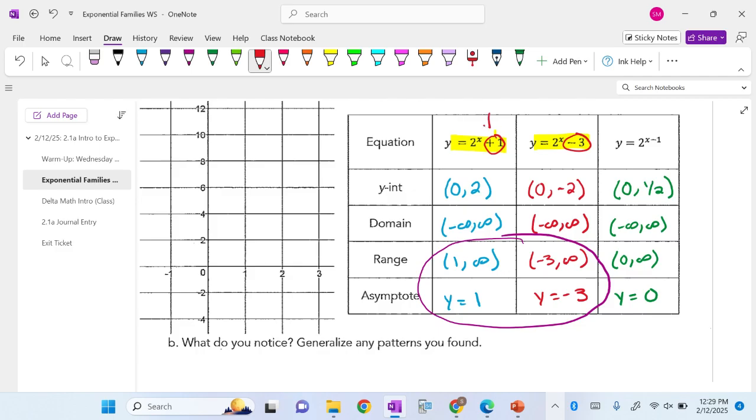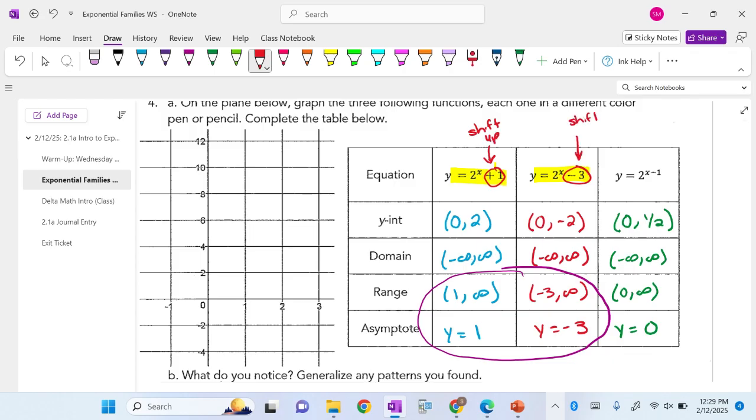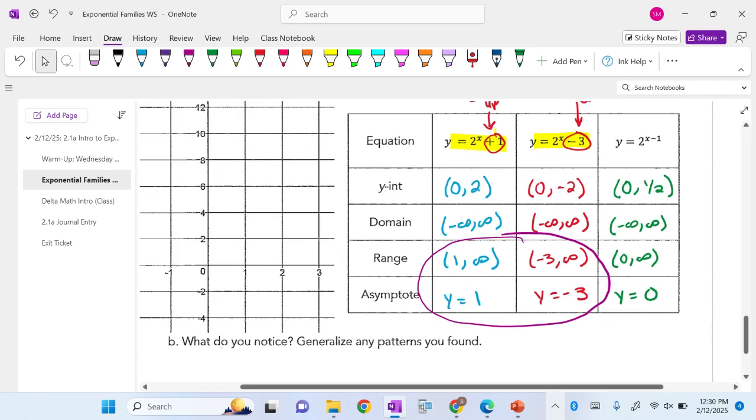So we're adding something outside of the brackets. It's going up and down, or it's a vertical shift. So here we shifted up. Here we shifted down. All right? It was a vertical shift. That's why the asymptotes changed, because vertically speaking, your asymptotes will move with the graph.